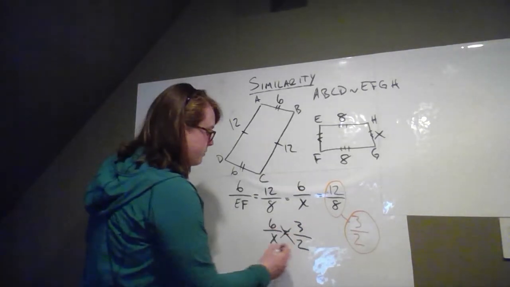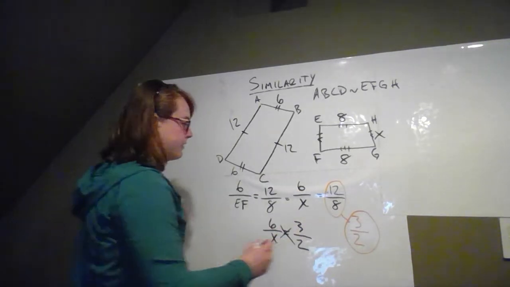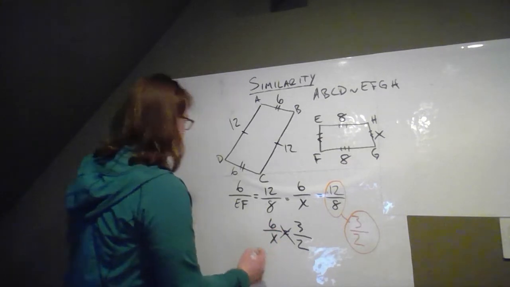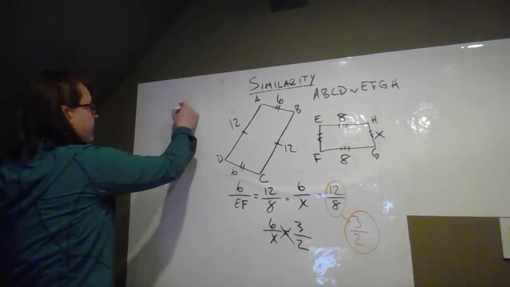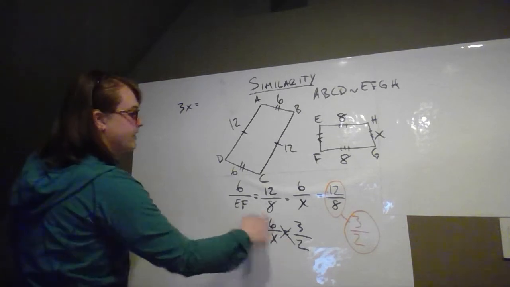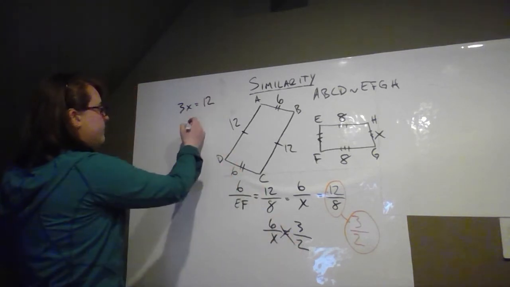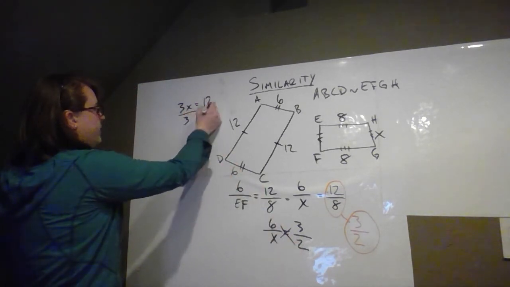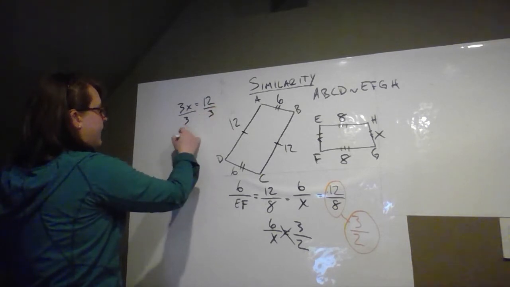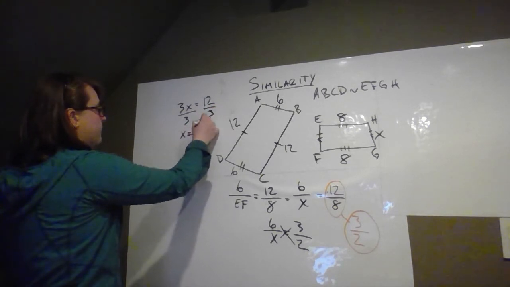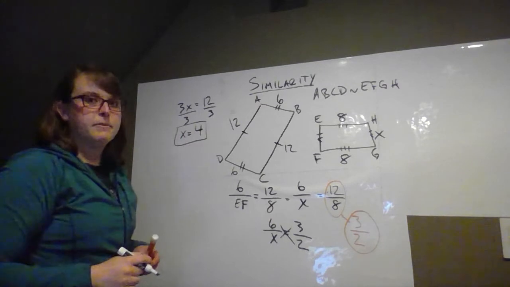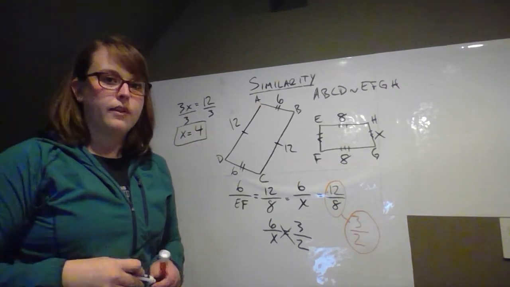So then we cross multiply. 3 times x is 3x. I'm going to finish this one up here. 3x. 6 times 2 is 12. Divide by 3 on both sides. We get x equals 4. So my missing side length would be 4.